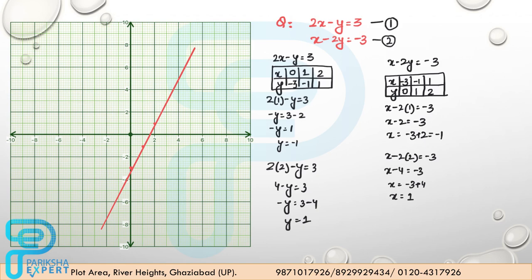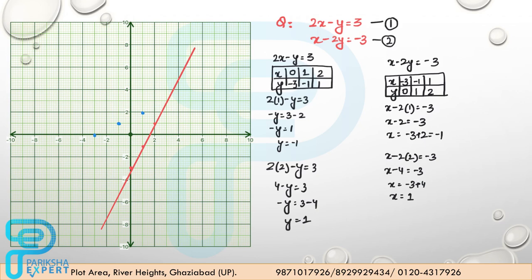Now let us plot these points also. I am marking them in blue. So if x is minus 3, y will be 0. This will be the point. Second, if x is minus 1, y will be 1, this point. If x is 1, y is 2. Hence, this point. We have got 3 points.